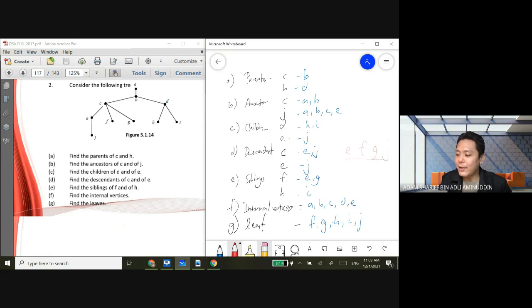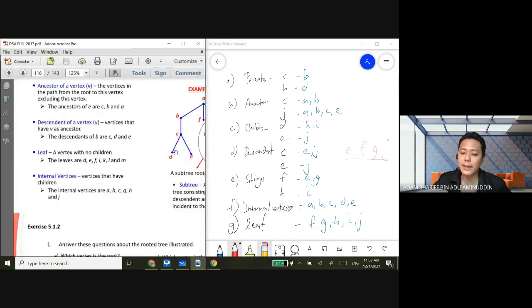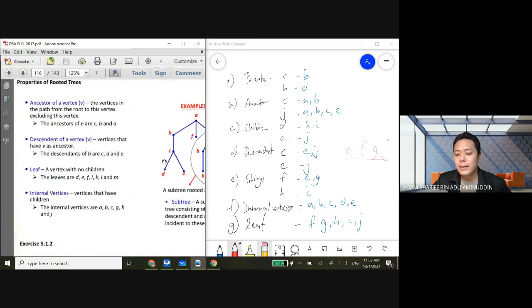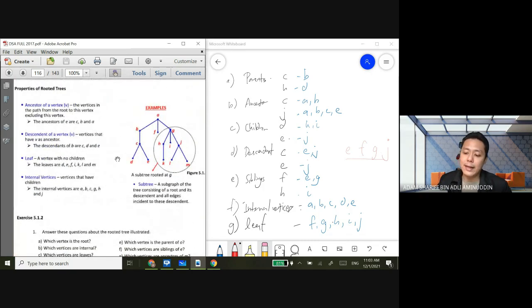Alright, jom kita tengok balik definition of descendant, eh? Supaya kita lebih clear. What is the difference between the descendant and ancestor? That is very clear cut. However, the question posted by your friend here, kenapa saya jawab E, J, adakah E, F, G, J, okay? Descendant of vertices that have V as ancestor. Okay, ancestor pula ialah vertices in the path from the root to this vertex. Okay. Sekejap, eh.